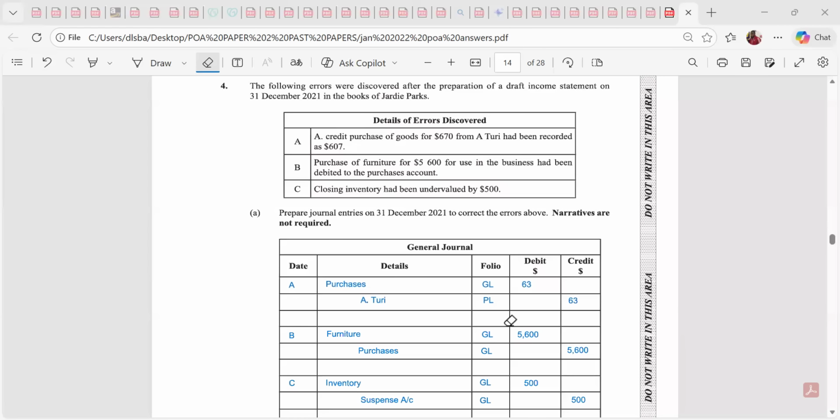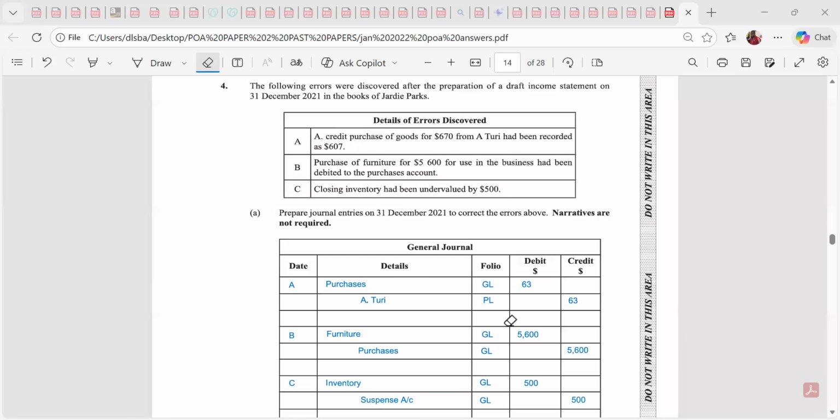Third one, closing inventory had been undervalued by 500. That's only affecting one account, inventory. When it's only affecting one account, that means it would have gone in the suspense account. The suspense account is used when the trial balance doesn't balance. If it's affecting one account, then the trial balance isn't going to balance.